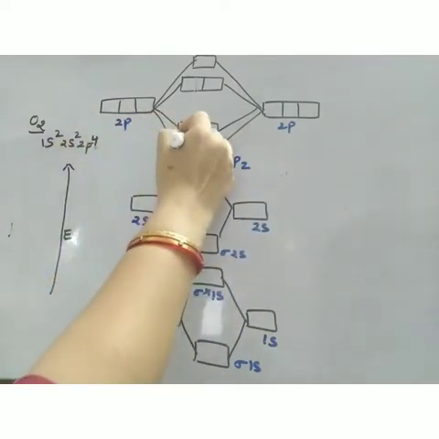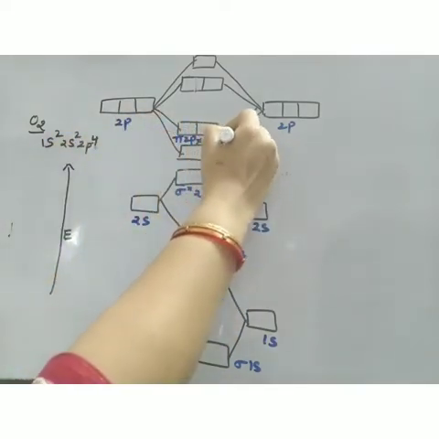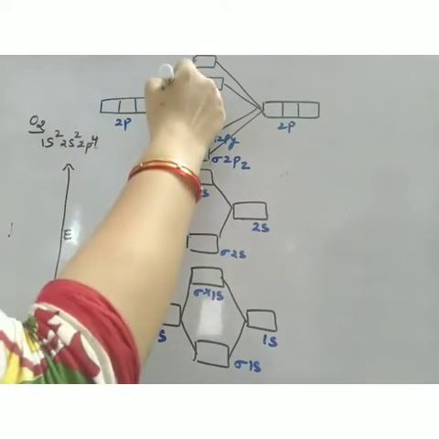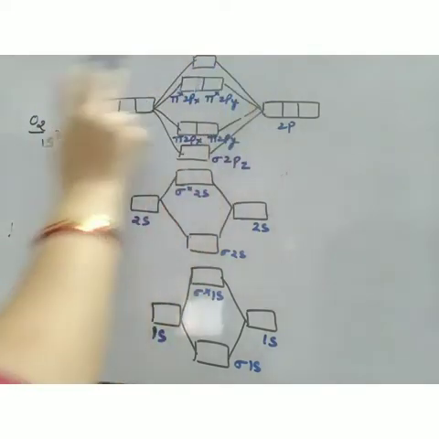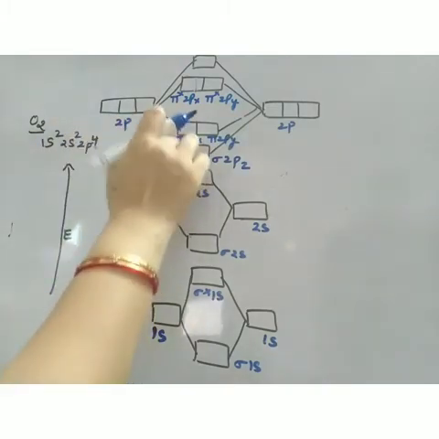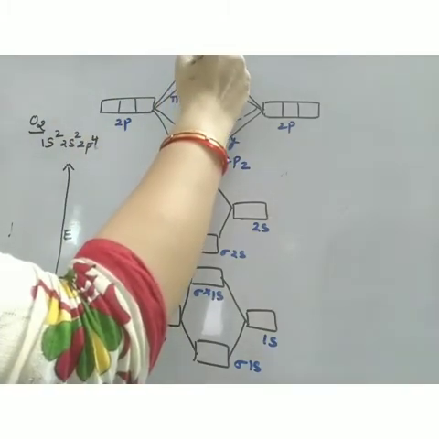Now these two are pi 2px and pi 2py. Now this is anti-bonding. There is no change in the upper part. You can see the upper part is the same. Only the change is in the bonding part. Sigma star 2pz.